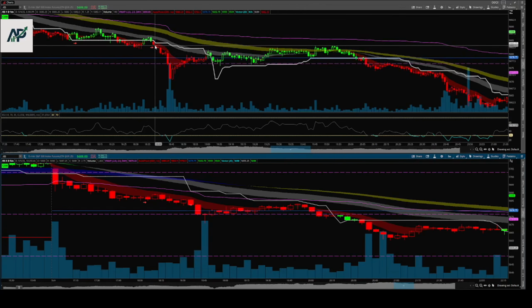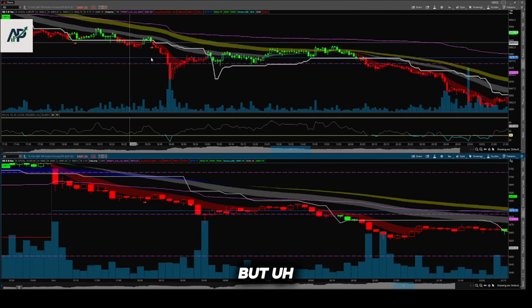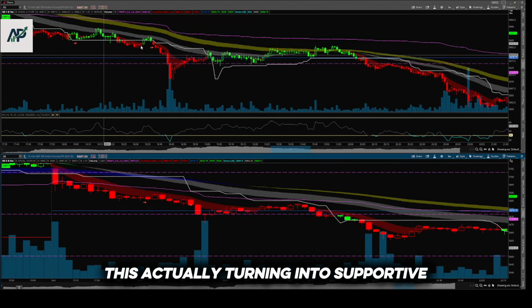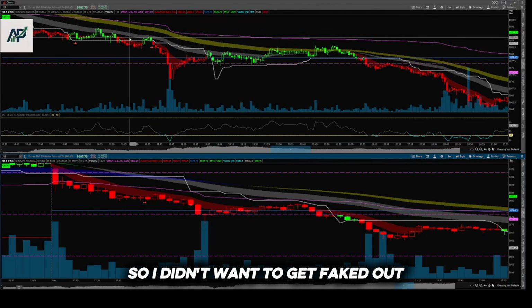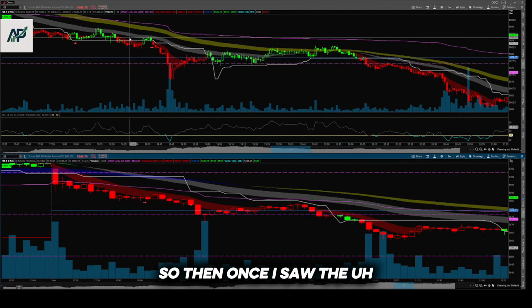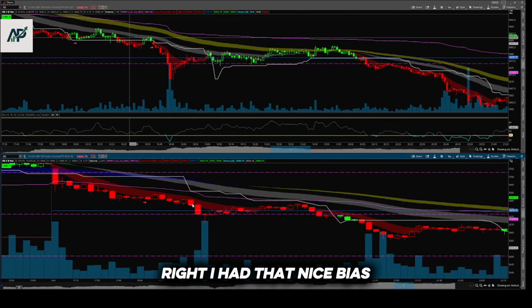I could have taken an early entry here, yes, but I was worried about this actually turning into support, so I didn't want to get faked out. So I was just patient, sitting on my hands. Once I saw the second attempt to the upside fail, I knew this was a great opportunity for downside, right? I had that nice bias.